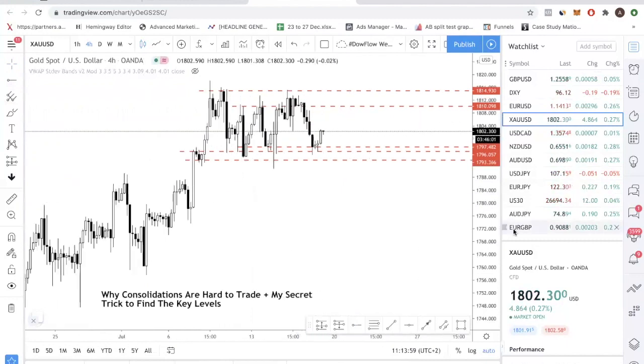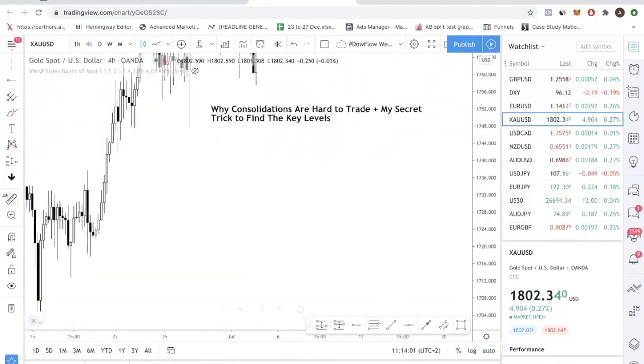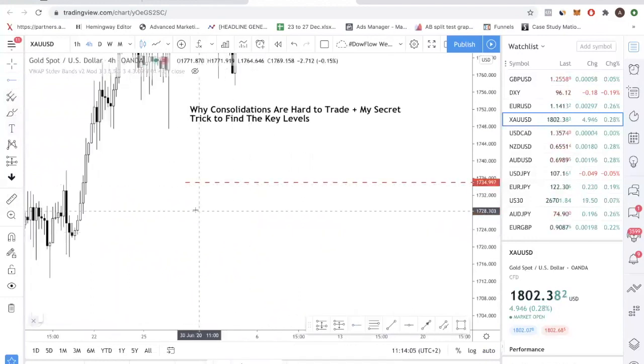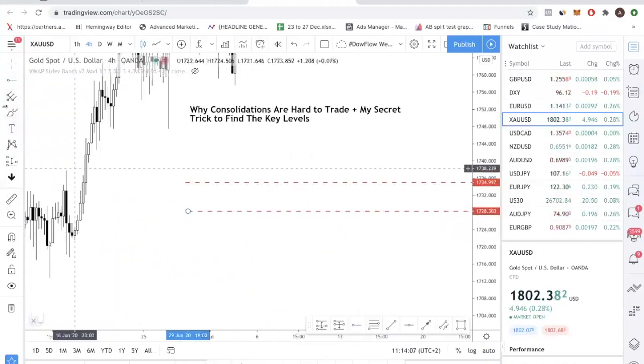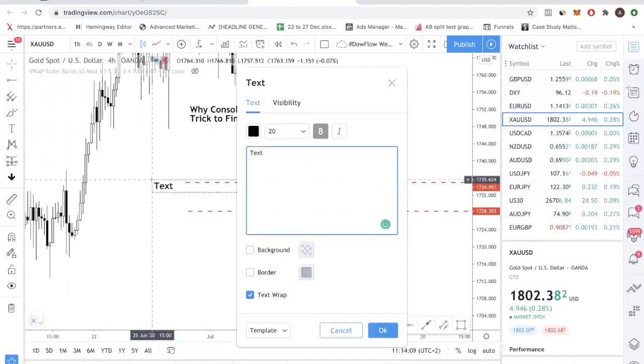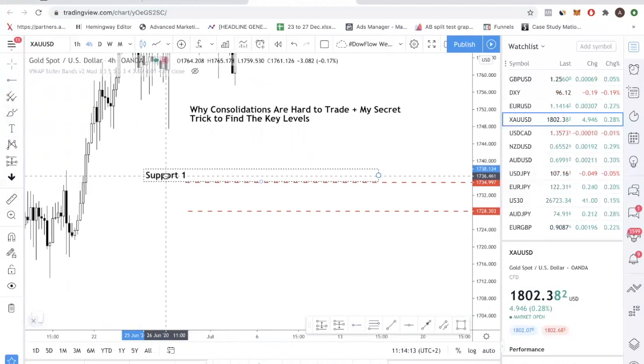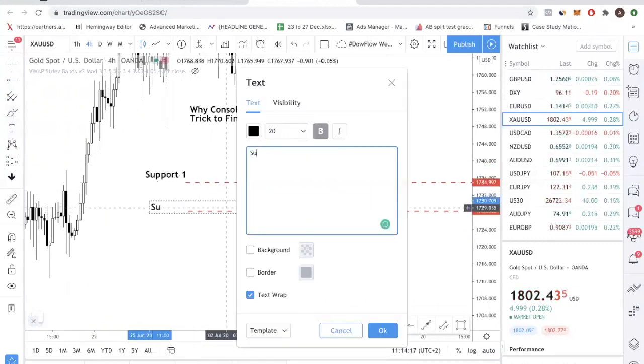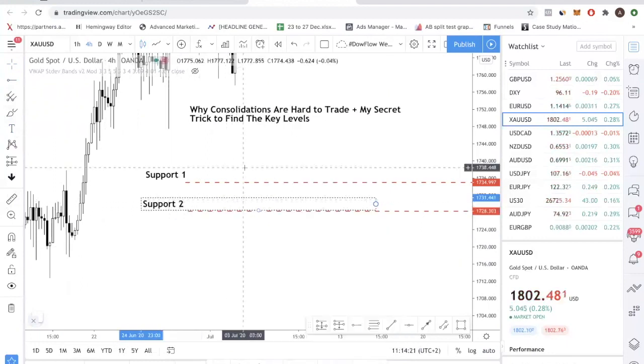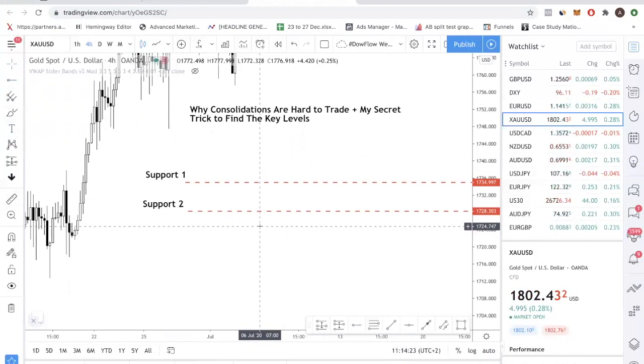Now, let me just draw this out for you. Okay, suppose that there are a zone of support, okay? So let's say this is support level 1, okay? And you have another support level 2, okay? So the question is, where do you buy, right? That's always a difficult question. Okay, it requires a lot of judgment.